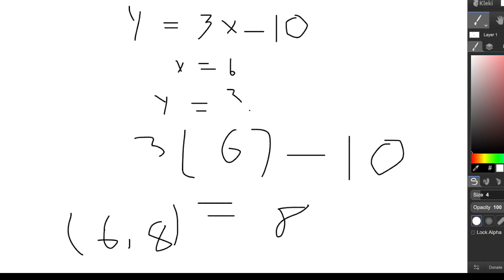Okay, and you can kind of draw it out like this. It's the point (6, 8), something like around here, and we'll have a point (0, -10) around here, and then a slope of 3. So rise 3, run 1, rise 3, run 1, something like this. Connect the points as best as you can, something like that. So yeah, that's basically this problem.